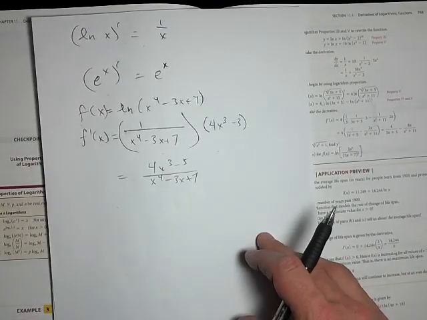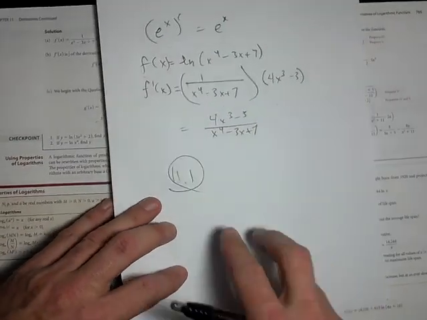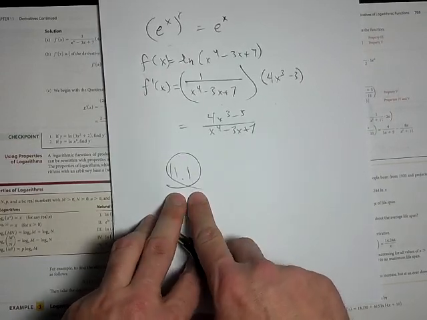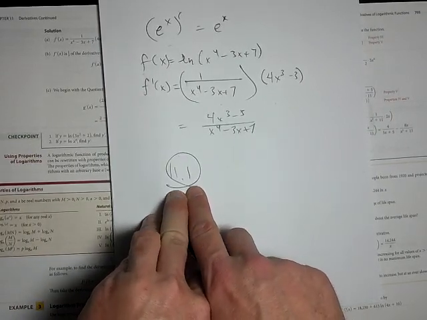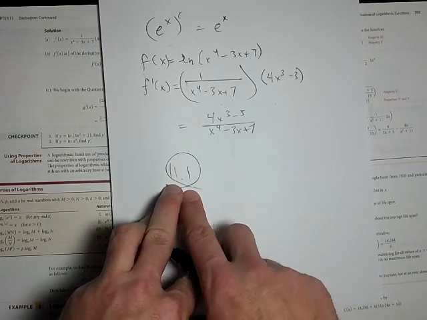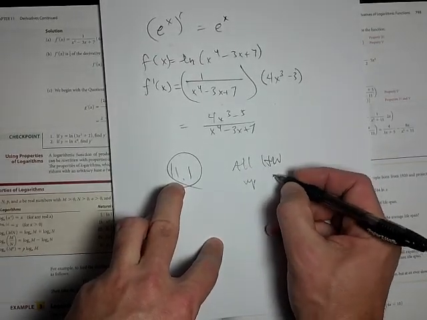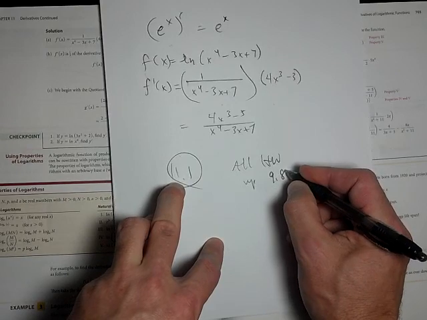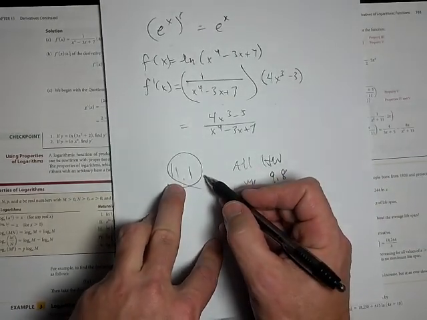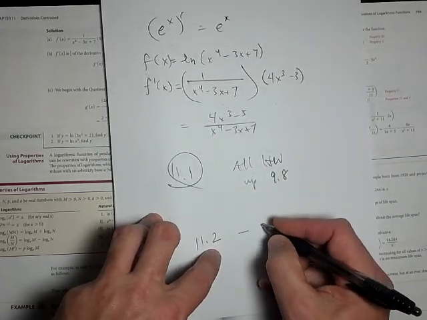So your homework for this section, 11.1, has been posted on D2L. So your homework until next class will be your homework for 11.1. And up until now, you should also have finished all homework up to section 9.8. So we're going from 9.8, skipping to 11.1. Next class we'll do 11.2, and then go back to 9.9.